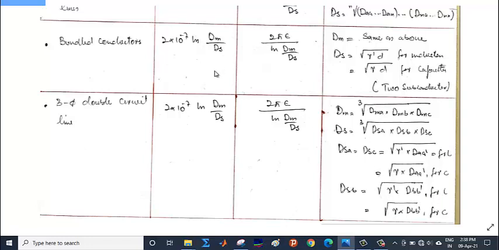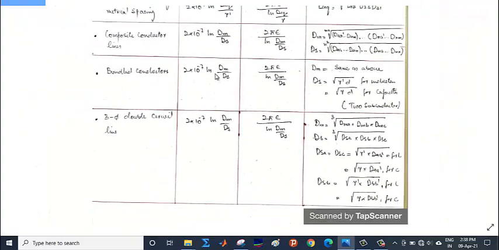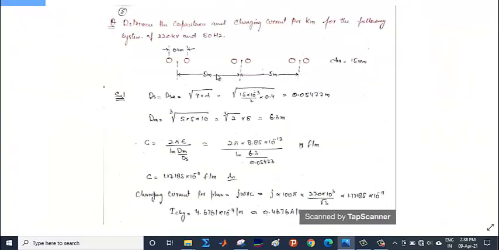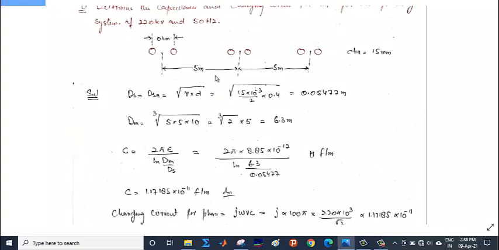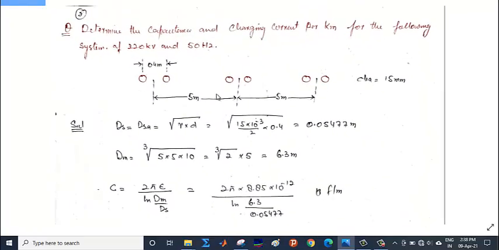So let us use the same thing to find out the capacitance of different configurations. Let us try to see this. Determine the capacitance and the charging current per kilometer for the following system of 220 kV and 50 Hz. This is very simple to find out the charging current. You will see how we will be using this.